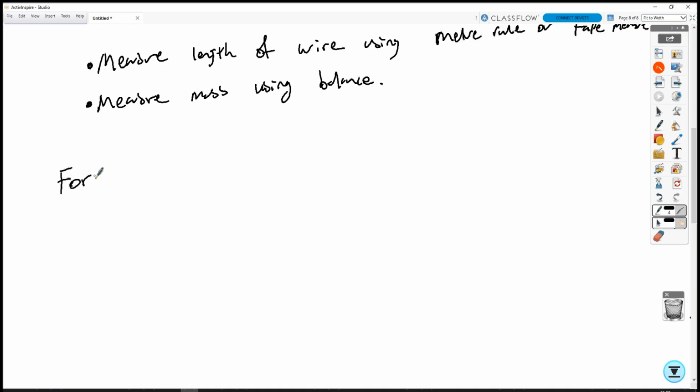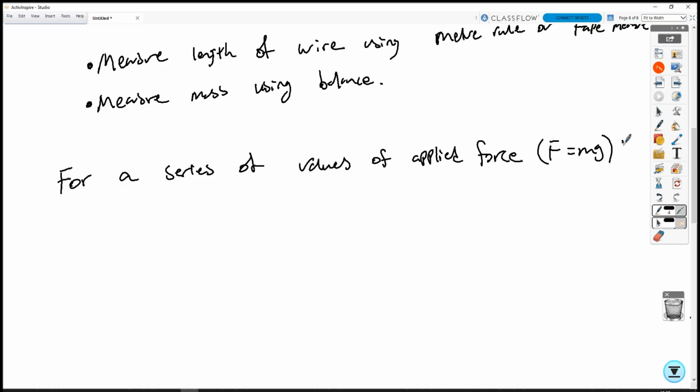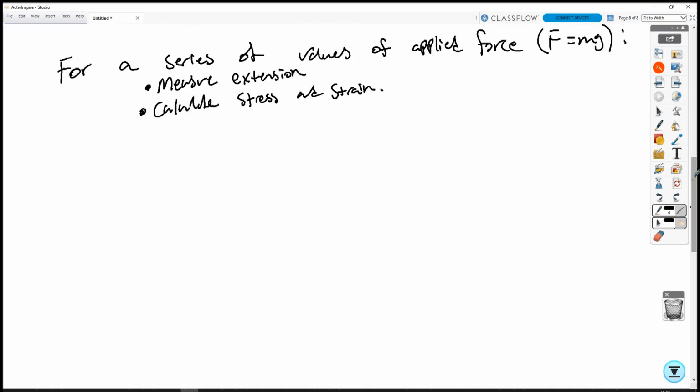Then for a series of values of applied force, which comes from F equals mg, you're going to measure the extension. Then you're going to calculate stress and strain. And then you plot a graph of stress against strain.